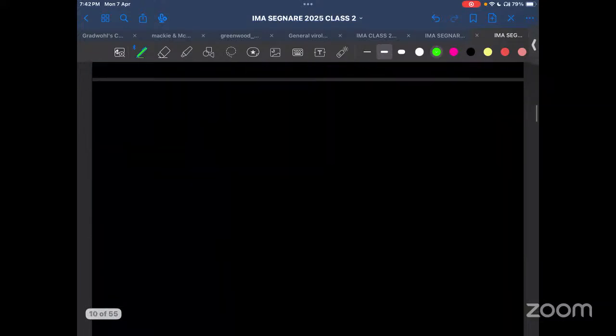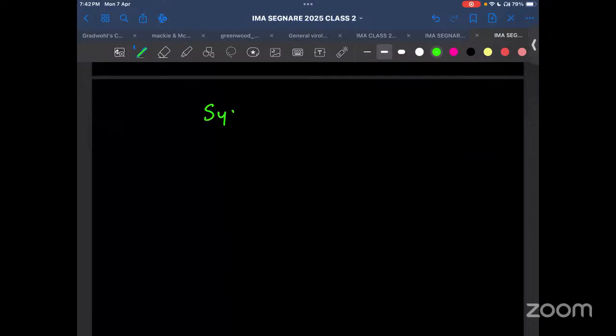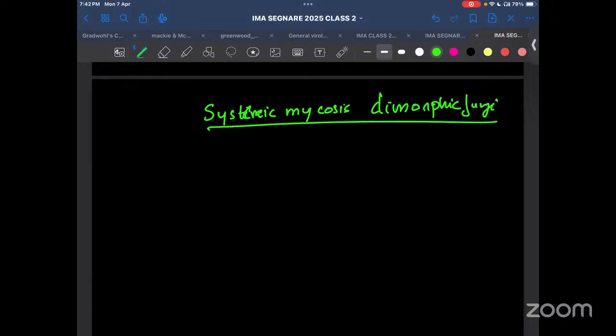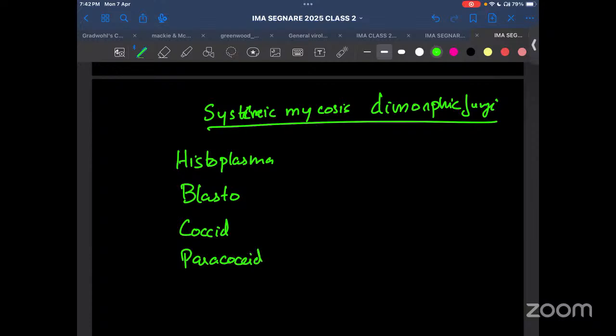So before we move on, we have now discussed systemic mycosis that are caused by dimorphic fungi. So which are the dimorphic fungi we discussed? We discussed histoplasma. Then we discussed blastomycetes. Then we discussed coccidioidomycosis and paracoccidioidomycosis. So these are the 4 dimorphic fungi causing systemic mycosis.